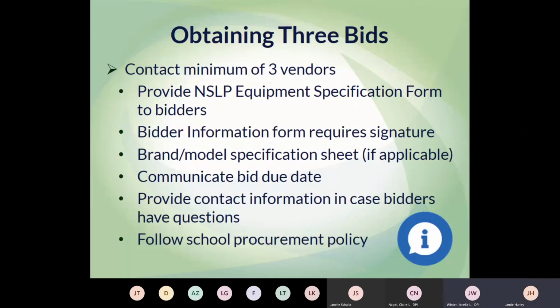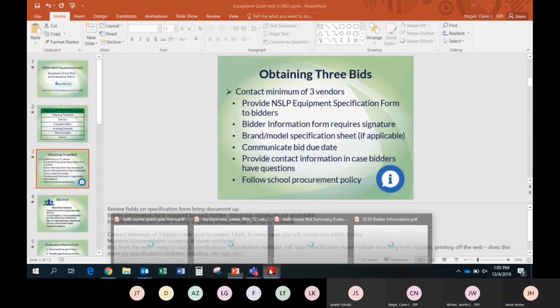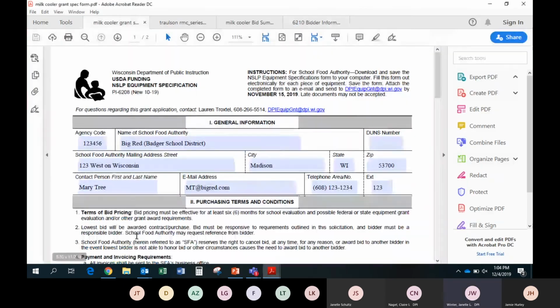So, obtaining 3 bids. You need to contact a minimum of 3 vendors. You can contact more than that if you want more competition or if you feel that some are not going to be responding. But the minimum should be at least 3 vendors need to be contacted. What you need to provide to them is your specification form. And that was the form that you submitted when you put in your grant.